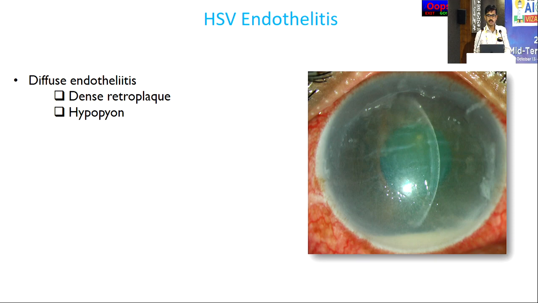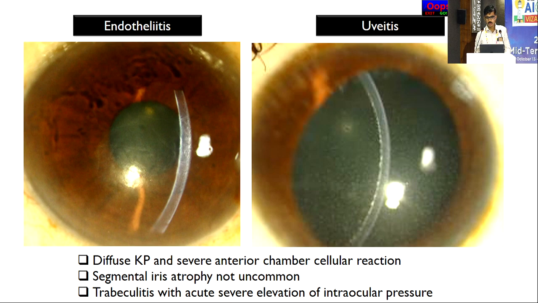Diffuse endothelitis should be differentiated from Fuchs endothelitis or Fuchs heterochromic iridocyclitis, where there will not be posterior synechiae and IOP spike will not be that common. Here in this picture you can see diffuse KPs with severe anterior chamber reaction, and there is associated segmental iris atrophy also, with increased IOP.